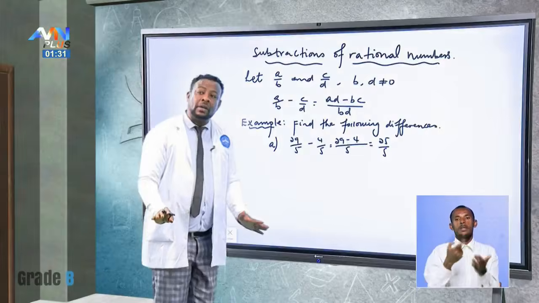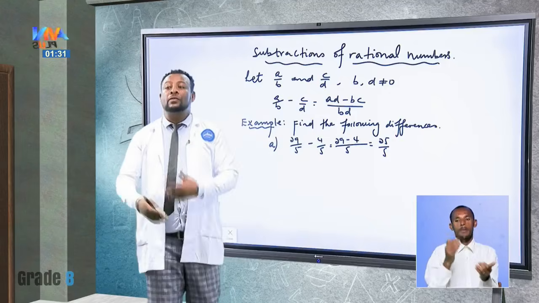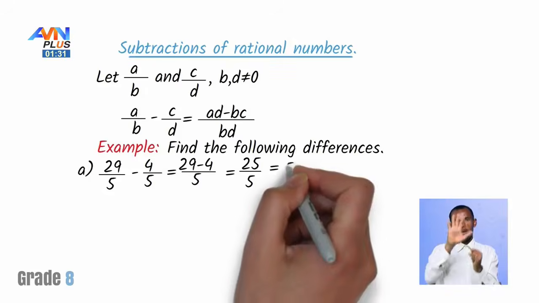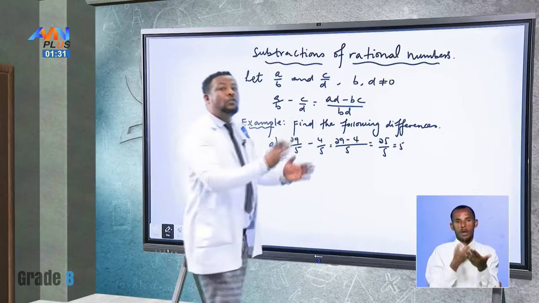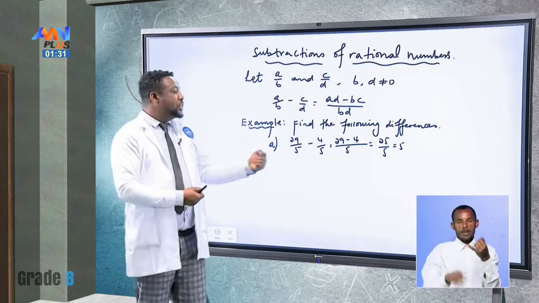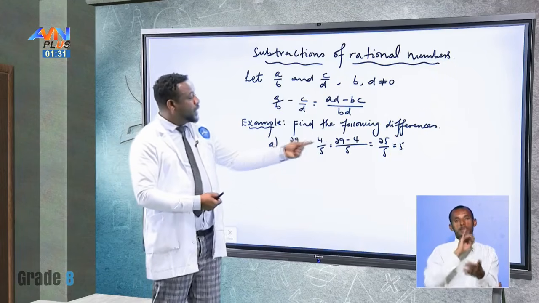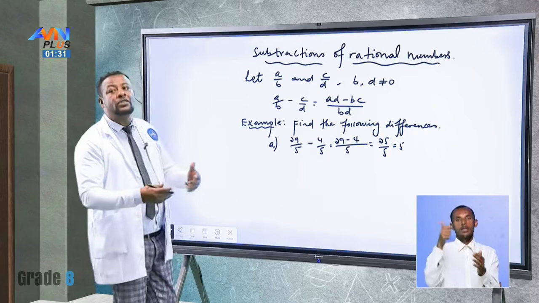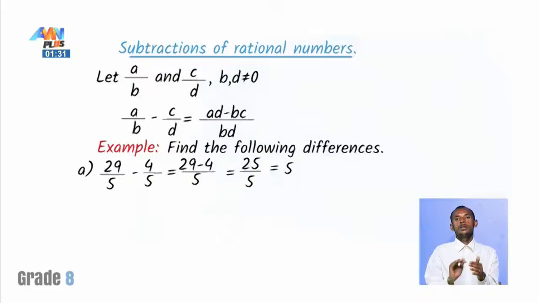This can be your answer, but this can be further simplified. 25 over 5 is 5. You can stop here, but don't forget to write your answer in the simplest form. So this is the result. Let's see some other examples on differences or subtraction of rational numbers.